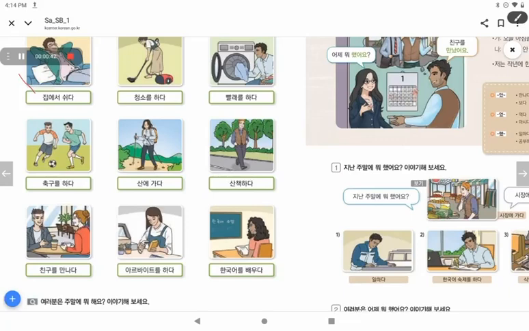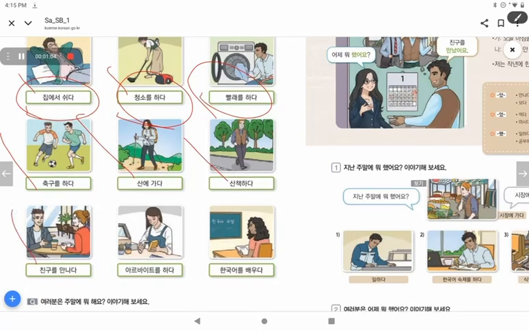집에서 쉬다, 청소를 하다, resting at home, cleaning, 빨래를 하다, washing clothes, 출근을 하다, 산책하다, 친구를 만나다, 아르바이트를 하다, 한국어를 배우다.